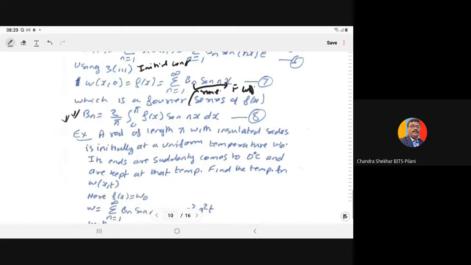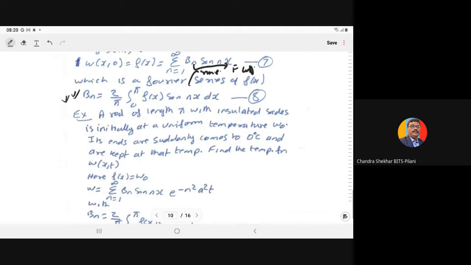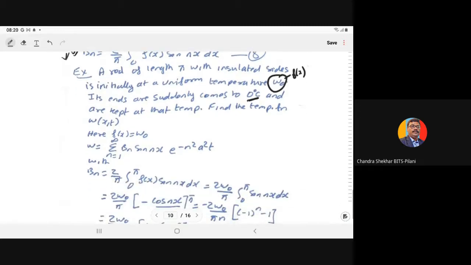Let us take one example. A rod of length pi with insulated sides is initially at the uniform temperature W naught. So W naught is whatever we have as f(x). Its ends are suddenly brought to 0 degree centigrade and are kept at that temperature. So its ends we keep at 0 degree centigrade. Find the temperature W(x,t). So it is given here, f(x) is equal to W naught. So we know that just now we have derived that W is what?